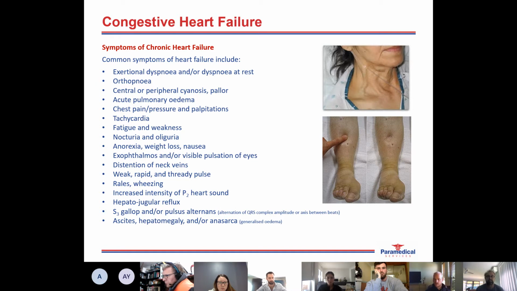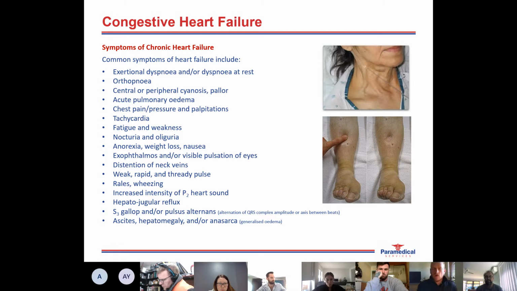Check the pain, pressure and palpation, tachycardia, fatigue and weakness due to a reduction in the overall availability of blood and oxygen, nocturia and oliguria, anorexia, weight loss and nausea, exophthalmos and/or visible pulsation of the eyes. You can sort of see it when you look around the eyes of the patient, you can see that pulsation.